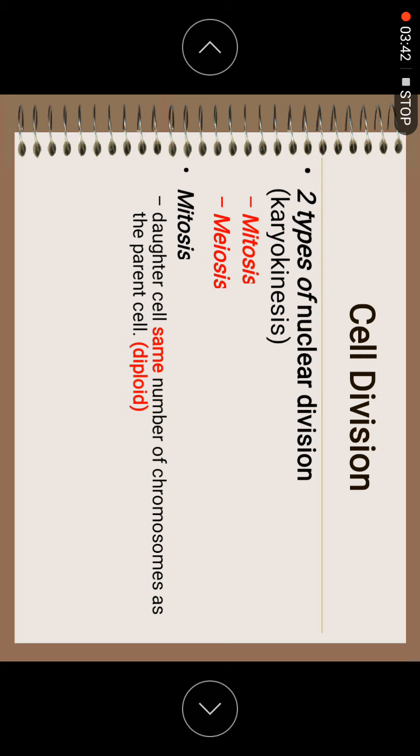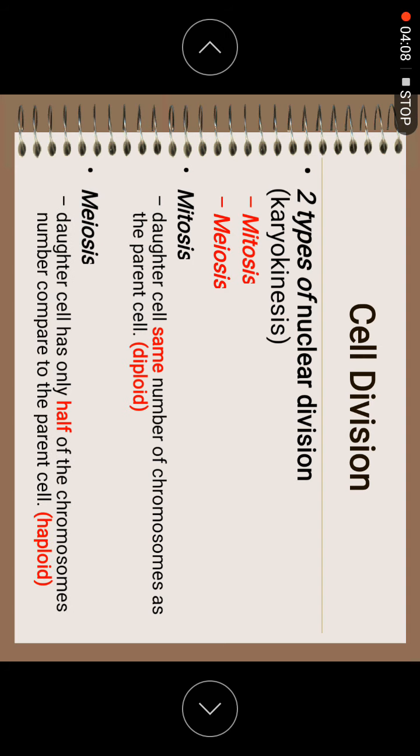We will see mitosis first. Mitosis is a process of nuclear division where they will produce daughter cells with the same chromosome number. The same number of chromosomes, and for this chromosome number we have one term, diploid. Later in the slide you will see the meaning of diploid. I will write it for you, just take it down.